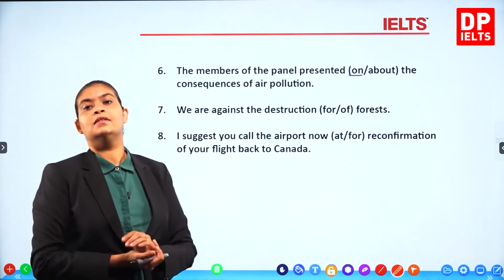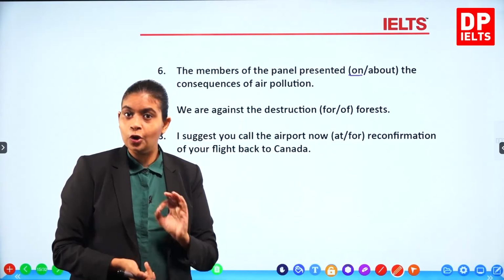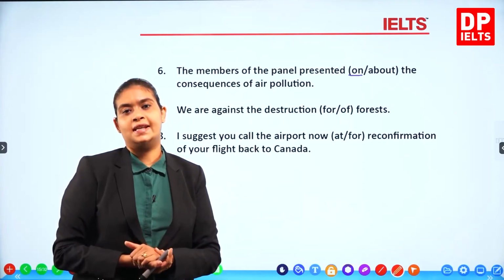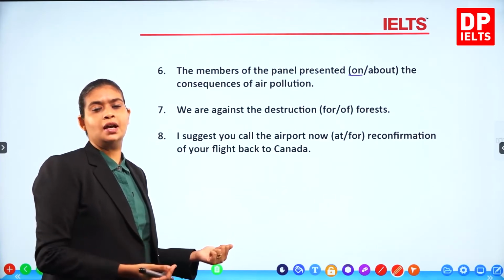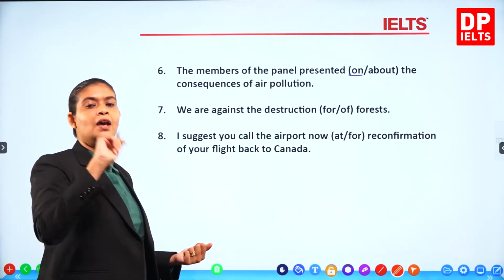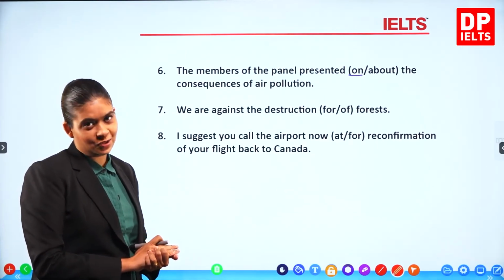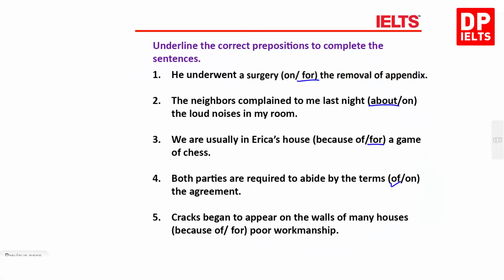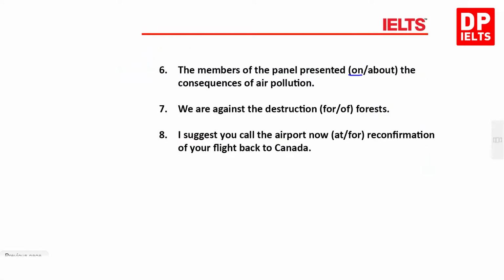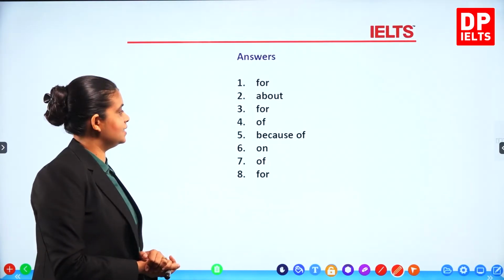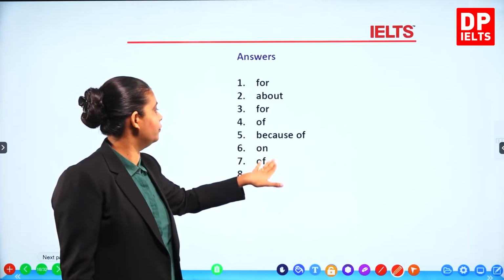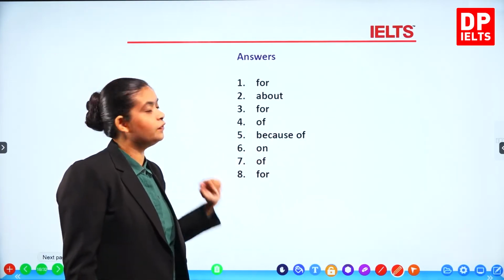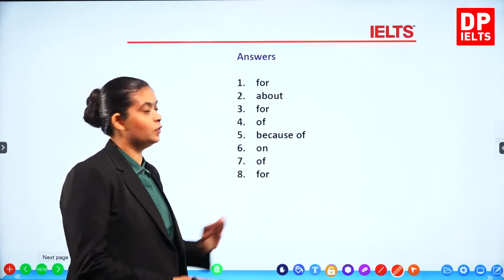Okay, so please jot down the answers in your notebook before we discuss the answers together, okay? And if you feel you need more time, pause the video, go back and have a look at the questions and jot down the answers. Now let us have a look at the answers. For, about, for, of, because of, on, for, of and for.